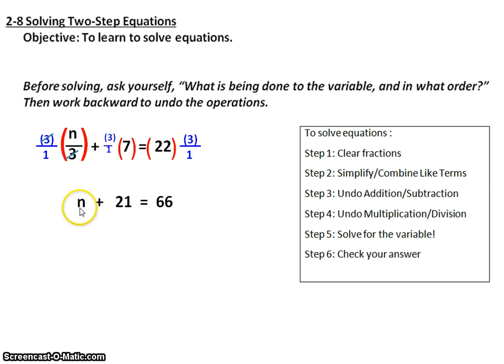If we take a look, n is not alone on this side. Something is being added to it, so we need to undo the addition. When we undo addition, the inverse operation of addition is subtraction. So I'm going to subtract 21 from the left side, as long as I subtract 21 from the right side. Let's simplify both of these sides, and I end up with n equals 45.